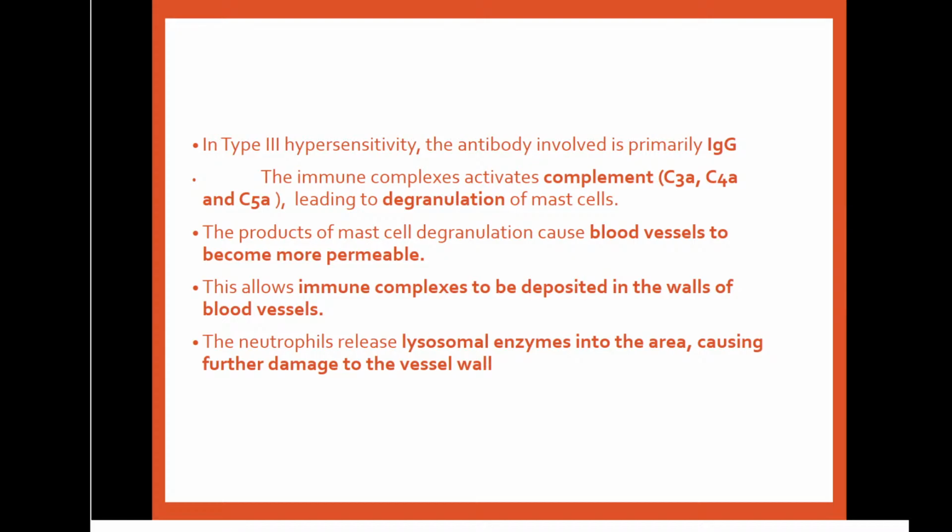In type 3 hypersensitivity, the antibody involved is primarily IgG. The immune complexes activate complement, as I said, C3 and C4, leading to degranulation of mast cells. Mast cell degranulation causes blood vessels to become more permeable, and this allows the immune complex to be deposited in the walls of the blood vessels. The neutrophils release lysosomal enzymes into the area, causing further damage of the vessel wall.